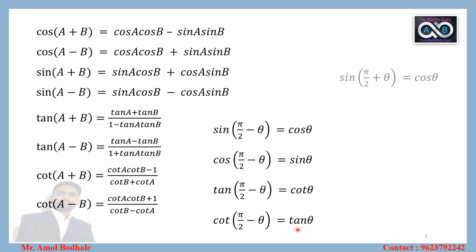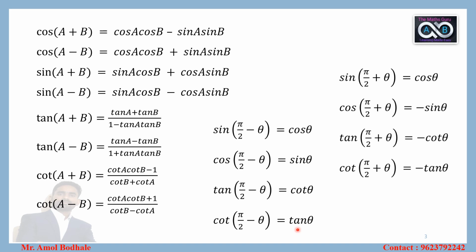Similarly, there are allied angles like sine of 90 plus theta, cos of 90 plus theta, tan of 90 plus theta, cot of 90 plus theta. So again, when the angle is 90 plus theta, the function will be changed. How does it change? Sine changes to cos, cos to sine, tan to cot, cot to tan, sec to cosec, and cosec to sec.